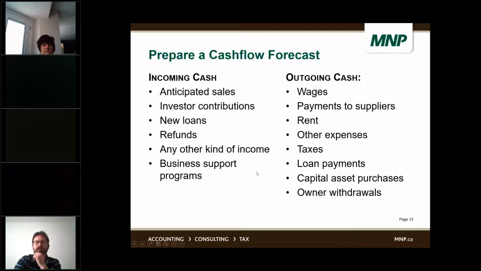And on the right hand side here, some of the outgoing cash. Obviously, some of the biggest ones that happen, usually every 2 weeks or 2 times a month at least, is wages. Obviously taking a look at your suppliers, your AP, and what your payments look like to them. What are the terms, or what are you able to stretch out if you can? Rent is another one that comes out usually monthly.